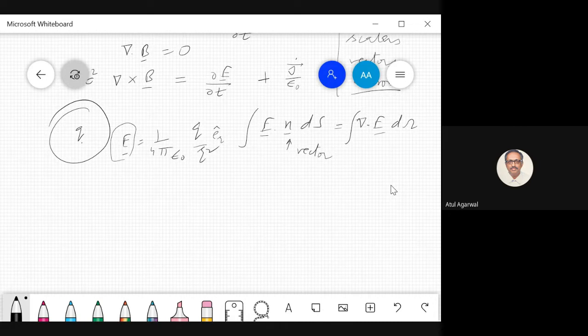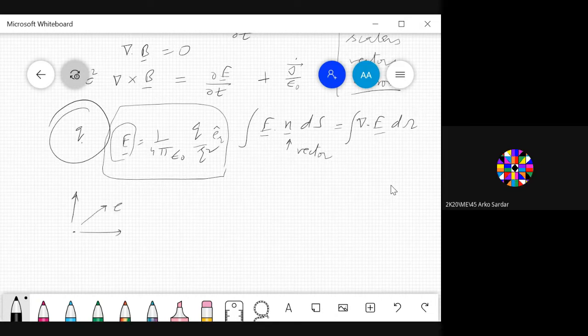Now, how do you find the divergence of this electric field? So what is this e_r? e_r is the radial. Can you tell me what this e_r is? Sir, the outward radial vector. Yes.